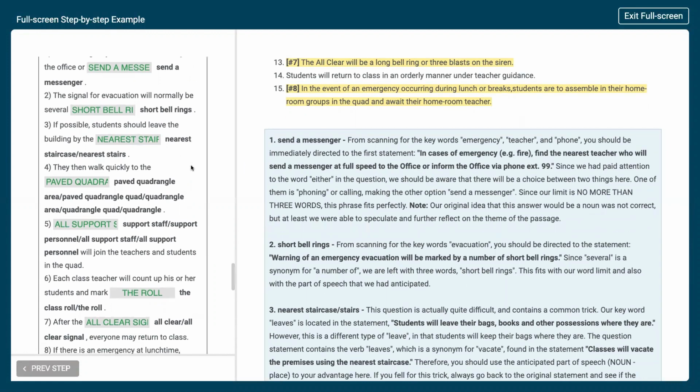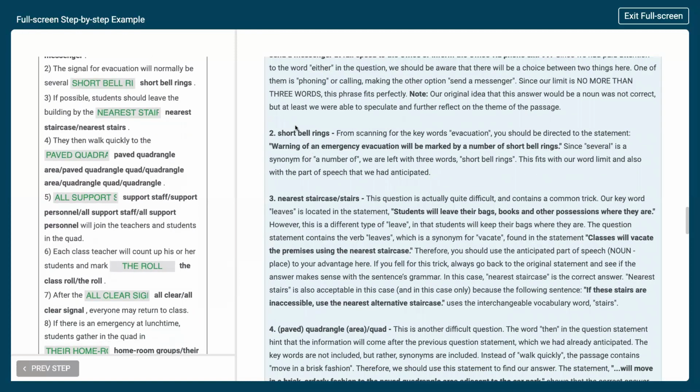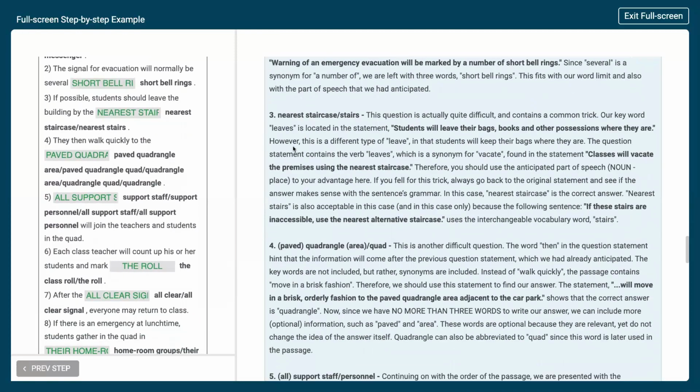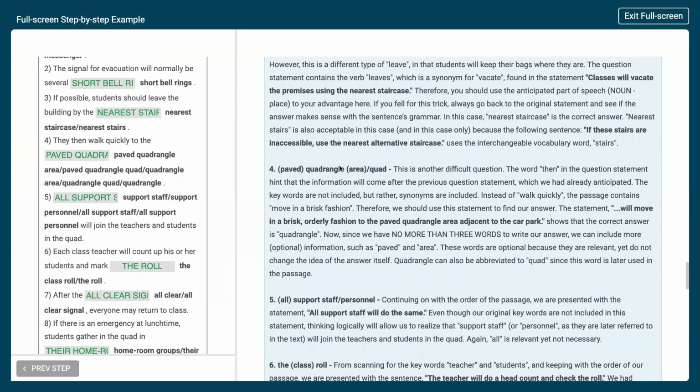Now, number 1, send a messenger is correct, okay. Number 2, short bell rings, perfect. Now remember, I told you for number 3 that stairs could also be an option just because stairs was also used in the passage. So that's great. Number 4, you have paved quadrangle area or quad. Again, later in the passage, it just states quad, so this is also acceptable.